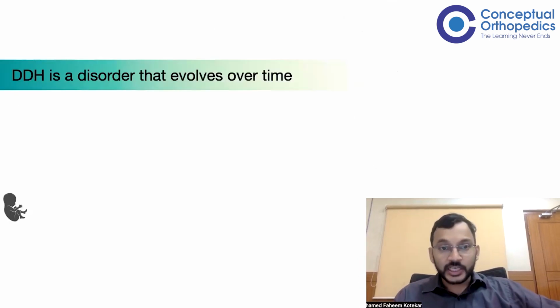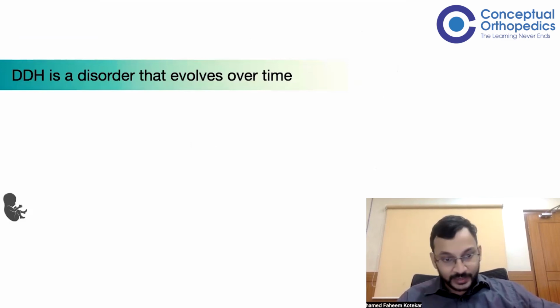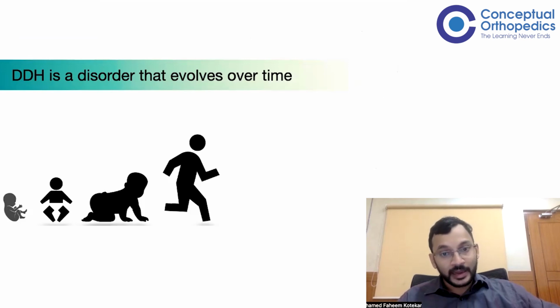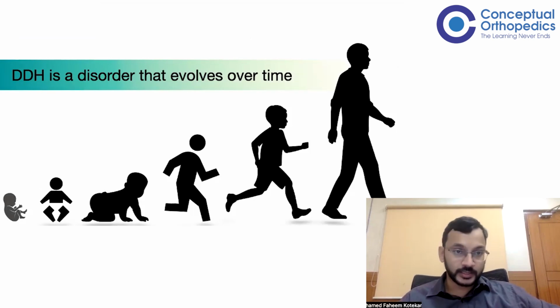Now, we know that DDH is a disorder that evolves over time. It is very different in a fetus. It can be present pre-birth. It can be present in an infant. It can be present in a toddler. It can be present in school-going children, in children who are walking around in the playground, and also in adults. So it's a disorder that evolves over time. A subluxatable hip in an infant can lead to a dysplastic hip when the child is going to school, and lead to a painful and degenerative hip joint when the child is an adolescent or an adult. So this DDH is a disorder that evolves over time.